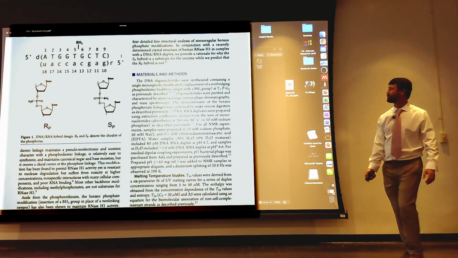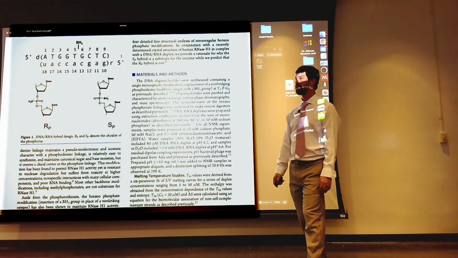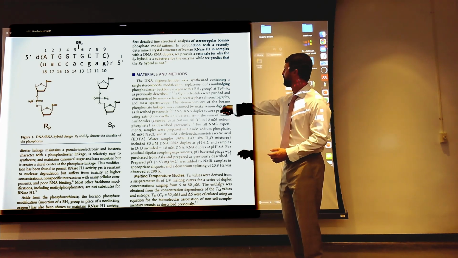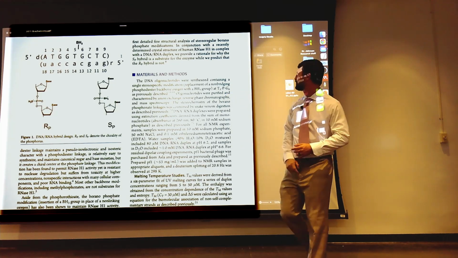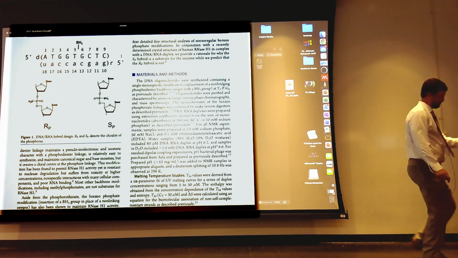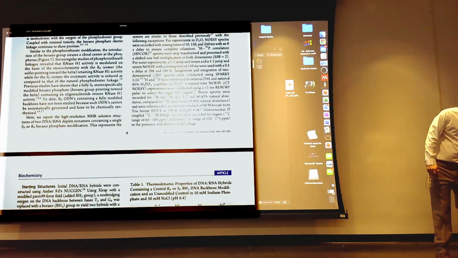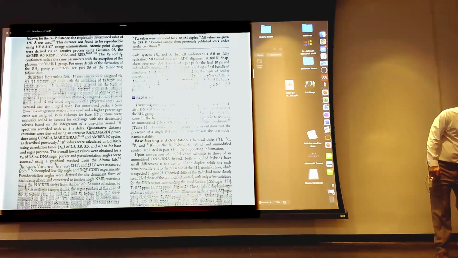So I was asked as a graduate student to characterize the structure of this. And was there something unique about the structure? So you can see your RNA on the bottom, your DNA on top. We modified this oxygen and put a BH3 group. It took me 2.5 years to learn the NMR for this. It was really a fun time.